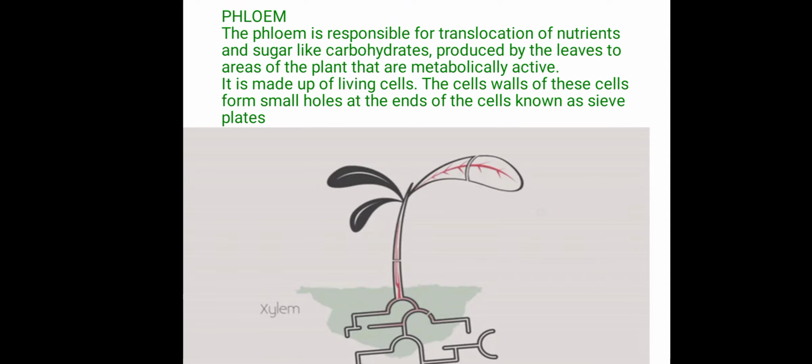Next, today we'll be learning about phloem. The phloem is responsible for translocation of nutrients and sugar like carbohydrates produced by the leaves to the areas of the plant that are metabolically active. It helps to transport nutrients and sugar, that is the food, to different parts of the plant. It is made of living cells. The cell walls of these cells form small holes at the end of the cells known as sieve plates.